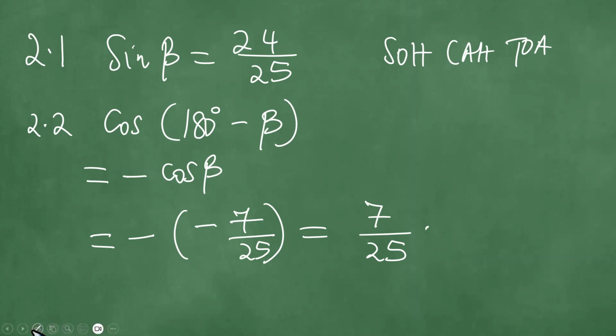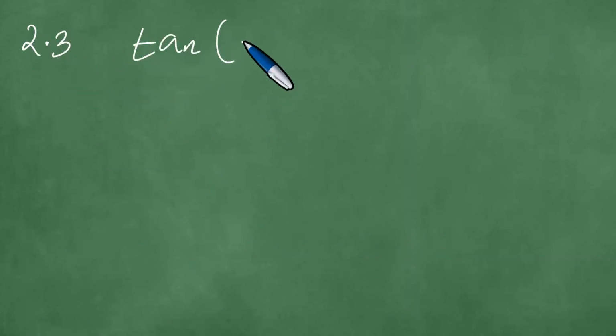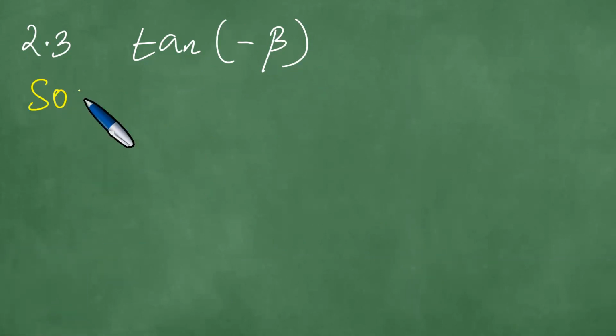The next one is 2.3. We want to find the tangent of minus beta. What is the tangent of minus beta? Solution.